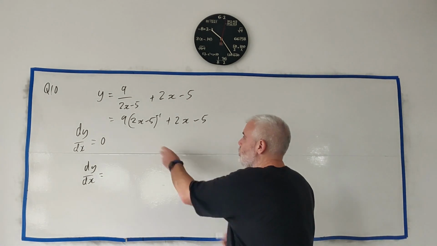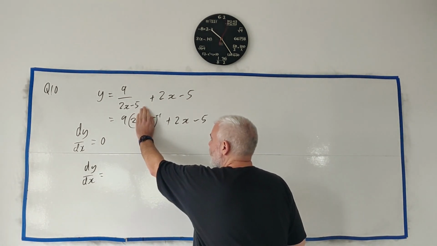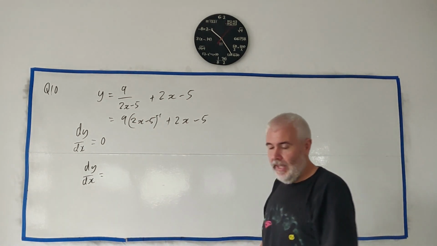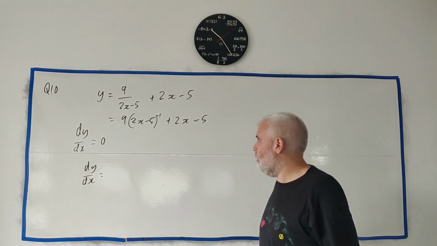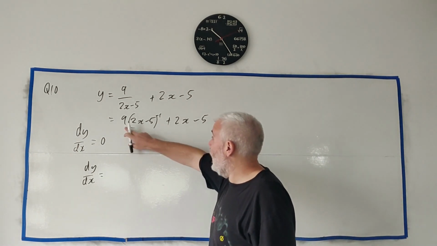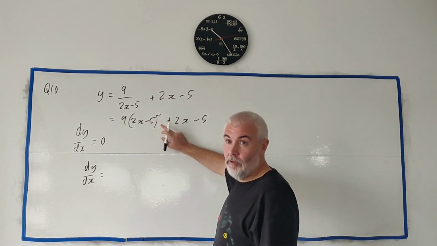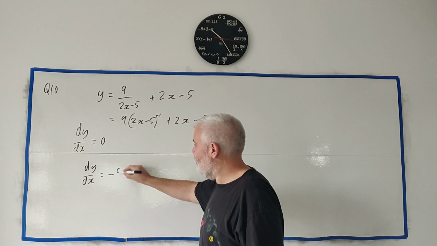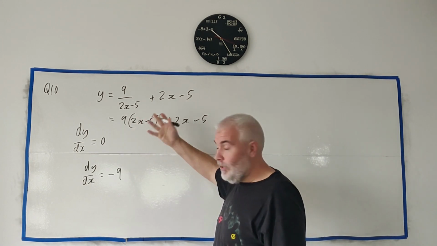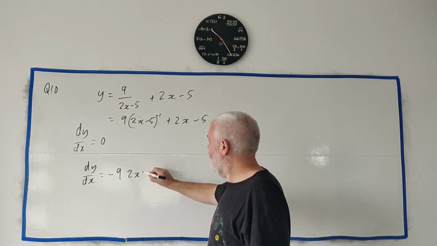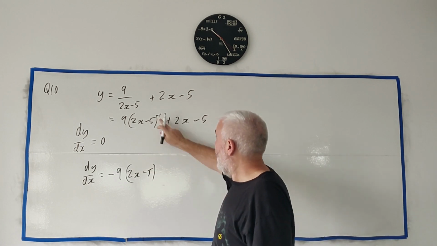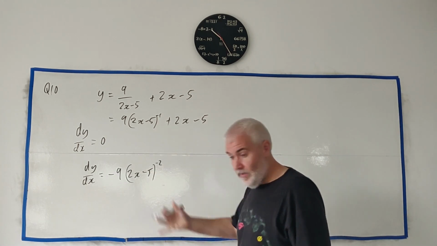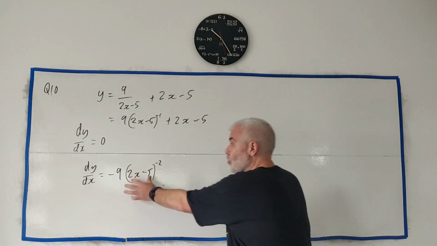Chain rule tells us to ignore what's in here. Think of this as something simple. U is the most common thing to call it. So it's 9 multiplied by u to the power of minus 1. So minus 1 multiplies by the 9, we get minus 9. We get a u in here, or we're just going to leave it as 2x minus 5. And this goes up to the power of minus 2. That's the derivative if it was just u.